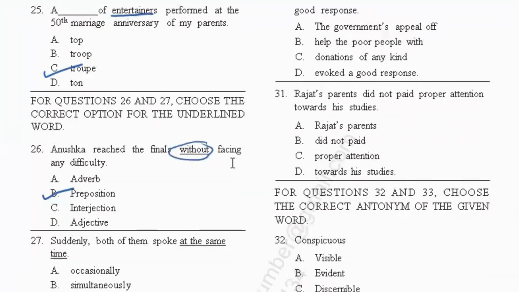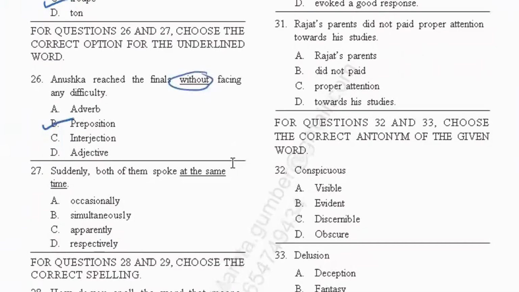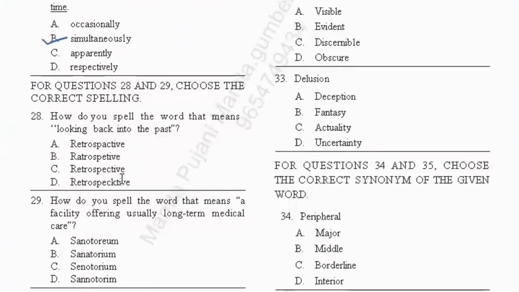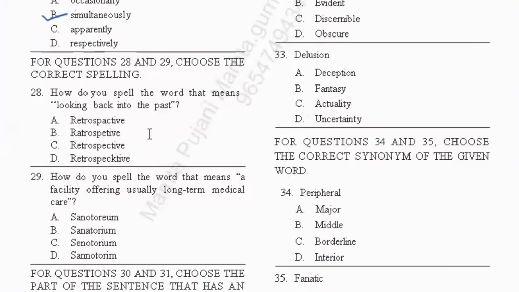Okay. The next, suddenly both of them spoke at the same time. So what do we call the word happening at the same time? It is called simultaneously. Okay, it's option B. Now for questions 28 and 29, choose the correct spelling. How do you spell the word that means looking back into the past? So it is called retrospective.